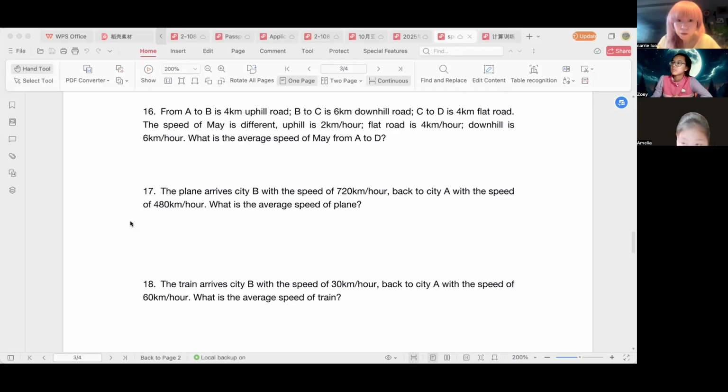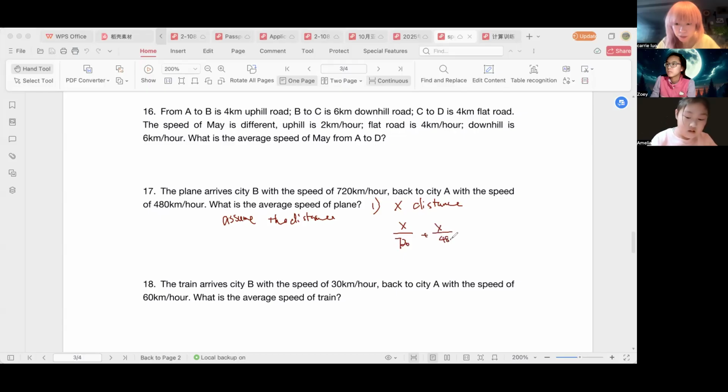说好了吗？Let's take a look at this one. So this question, it seems that something is missing, right? So can we just assume the distance? Okay, we can always do it two ways. The one way is to assume there's a variable, right? For instance, we have x as the distance, right? So it's x divided by 720 plus x divided by 480, and using 2x divided.